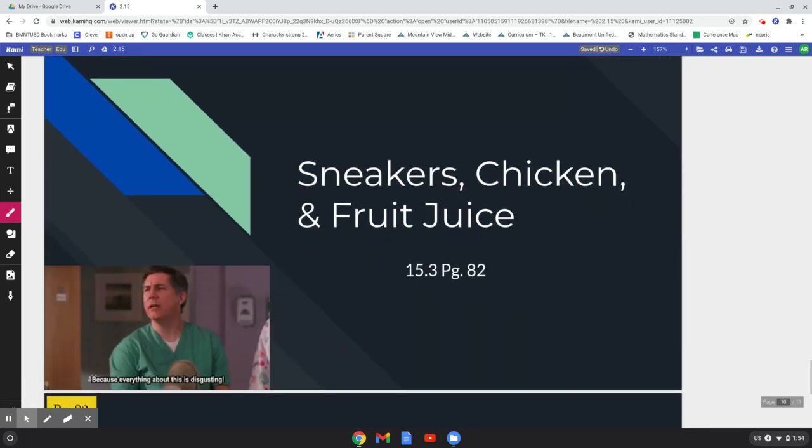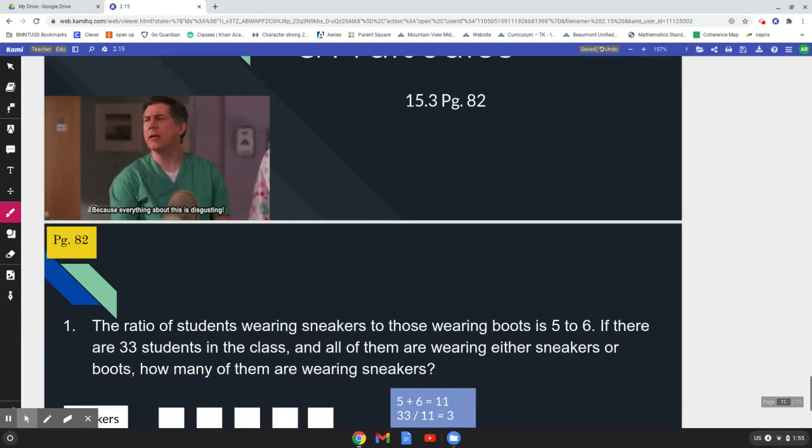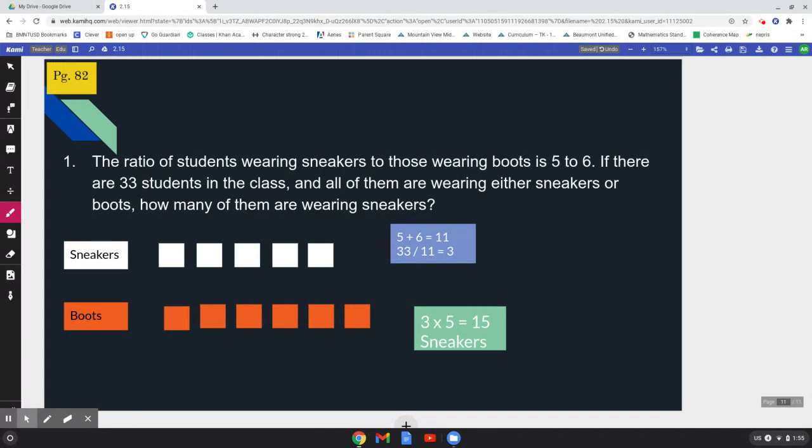Okay, so sneakers, chicken, and fruit juice. We're only doing one of these. We're on page 82. The ratio of students wearing sneakers to those wearing boots is 5 to 6. Those are key numbers, so I would highlight those in your book. If there are 33 students in the class and all of them are either wearing sneakers or boots, how many are wearing sneakers? This problem has multiple steps. I would pay close attention because Khan Academy is going to be just like what I'm about to do.